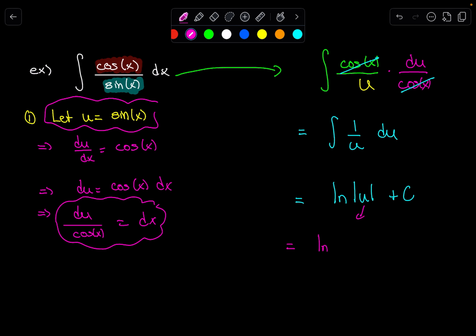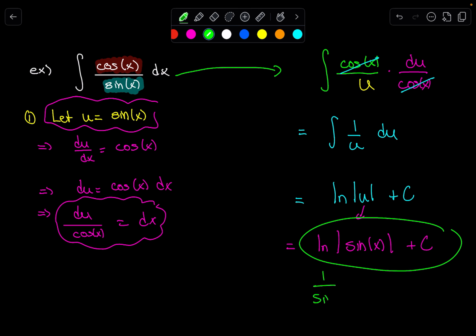And so we get the final answer is the natural log of the absolute value. What's our u? Well, u is sine, so natural log, absolute value, sine of x plus c. And this is going to be our answer. And again, we could check this because the derivative of the natural log is 1 over sine of x times the derivative of the inside, which would be cosine of x, and life is good. That's going to end up back here.